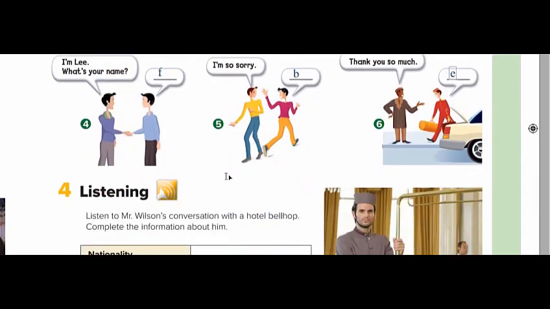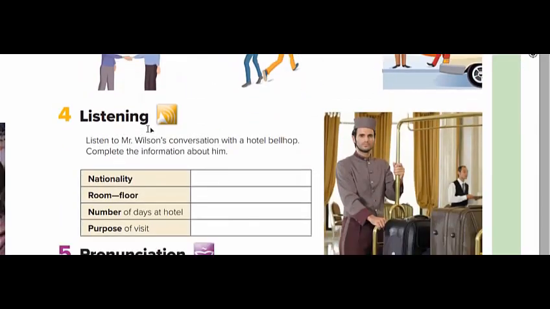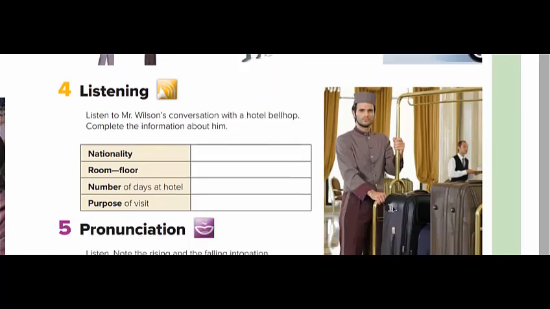Let's move to exercise number 4, listening. Listening, استماع. طبعا دائما تمارين الاستماع تمارين مهمة وجميلة. My advice to you is you should read carefully, then listen. استمعوا أو اقرأوا النص الذي أمامكم والتمرين في البداية ثم استمعوا. Listen to Mr. Wilson's conversation. استمعوا إلى محادثات السيد ويلسون with a hotel bellhop. This is the bellhop. What's this job? Yes, what do we call him? حمال الحقائب or so, bellhop.